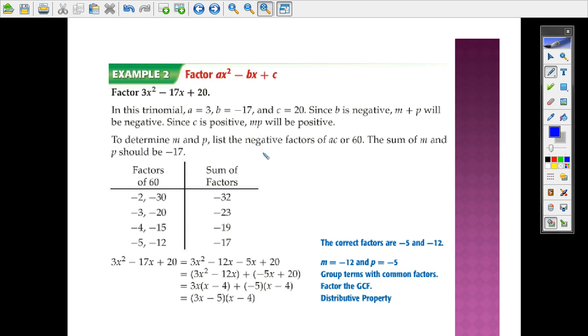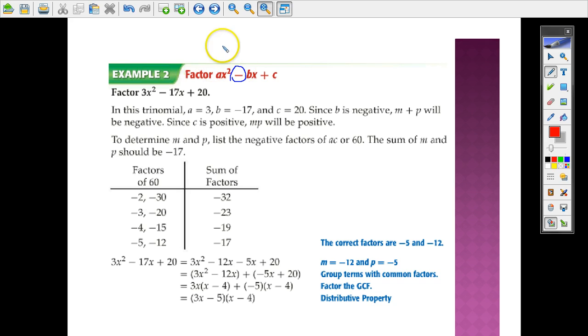Alright, welcome back. Here's example number 2. So here you see a difference. Now it's a negative number in the middle. It's the same concept. You're factoring out. You can still use the textbook method or the method that I've taught you.